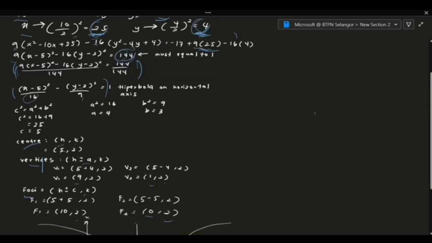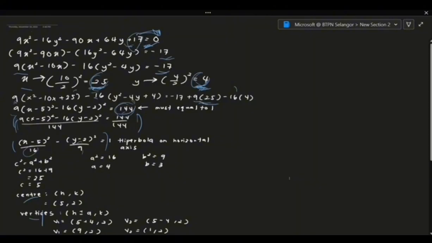So after we get this equation, we can use the formula c squared equals a squared plus b squared, and we know that a squared is 16 and b squared is 9, so we got c is 5. For a squared equal to 16, so we got a equal to 4, and for b squared equal to 9, and we got b equal to 3.